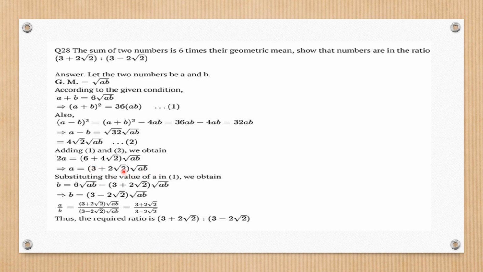Now substituting this value of a to get the value of b, we can place it here, and after solving it we'll get the value of b as this: 3 minus 2 root 2 times root ab. And now on dividing the value of a by b, this root ab will be cancelled, and we'll get the desired ratio as required in the question.